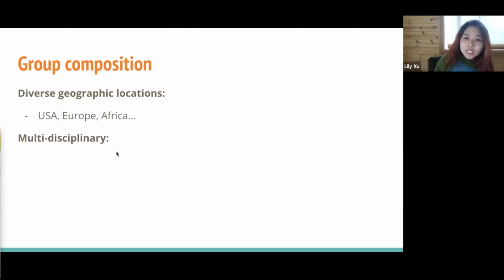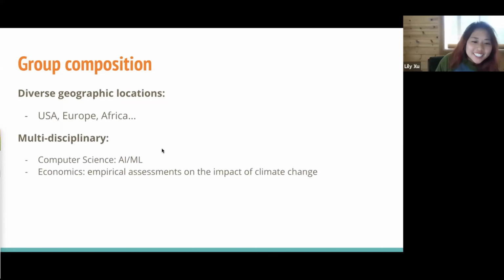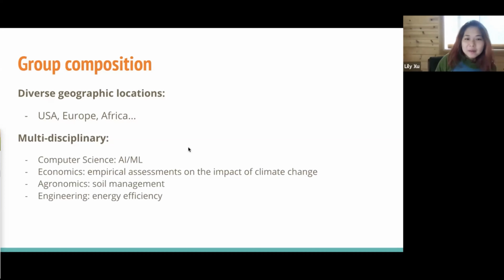We are also a multidisciplinary group spanning computer science, economics, agroeconomics. Engineering and operations research.